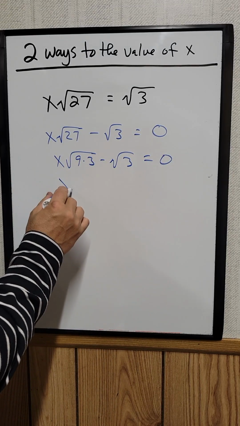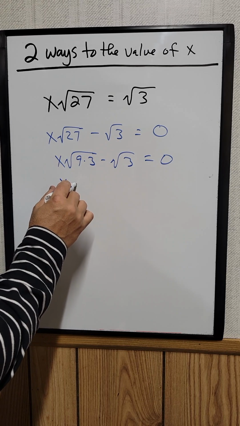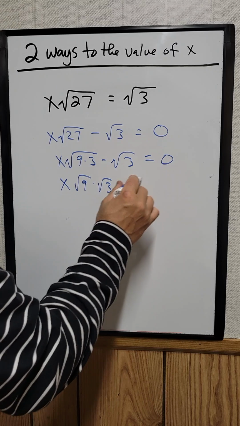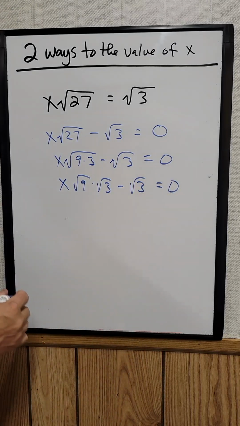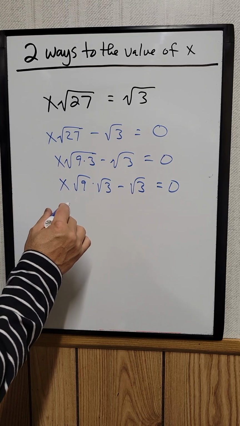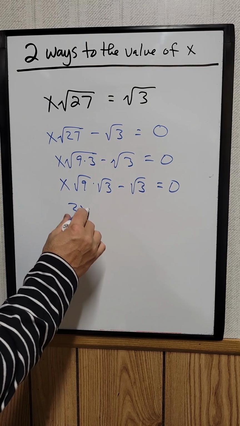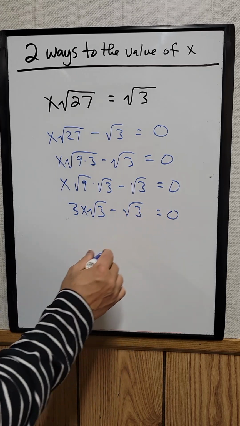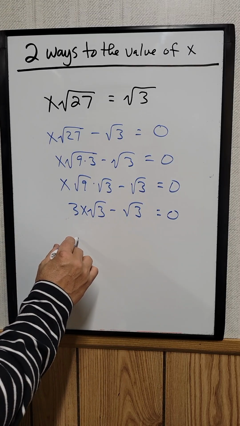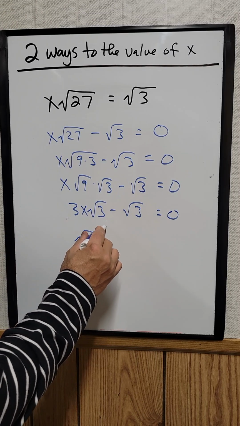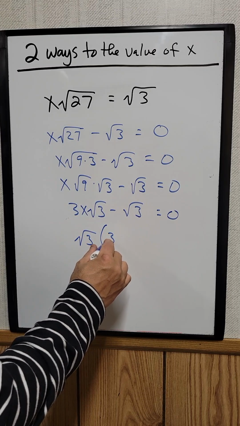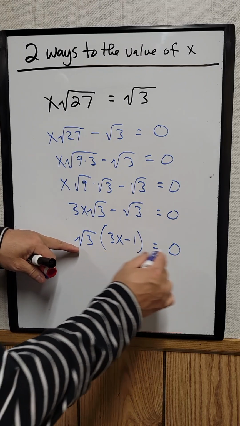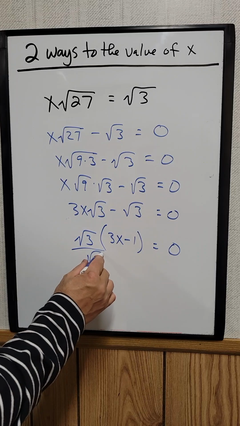And now we can break it down a little more. x times the square root of 9 times the square root of 3 minus the square root of 3 equals 0. So the square root of 9 is just 3. So we can say 3x times the square root of 3 minus the square root of 3 equal to 0. Now we can factor out the square root of 3. We can say that the square root of 3 times (3x minus 1) equal to 0. Now we want to get rid of that square root of 3. We divide both sides by the square root of 3.